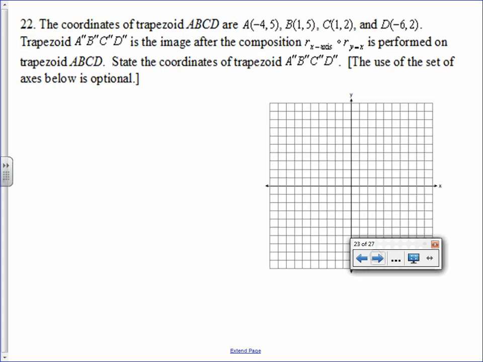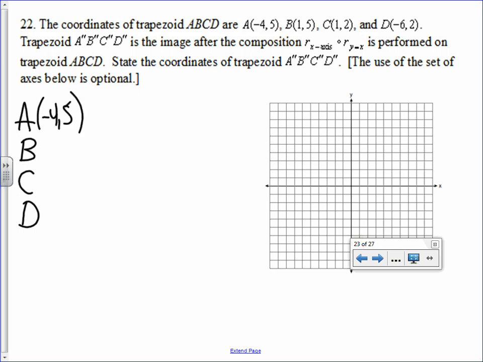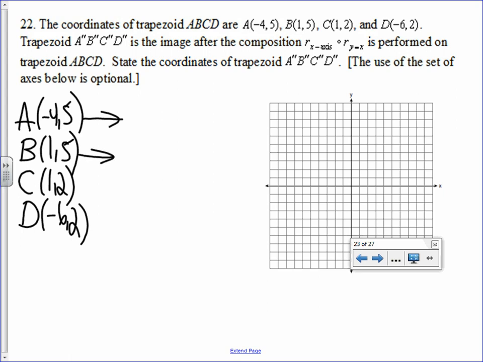Am I done yet? No. Composition and transformations. List your points vertically. A, B, C, D. A is -4, 5. B is 1, 5. C is 1, 2. And D is -6, 2. Always start at the right.